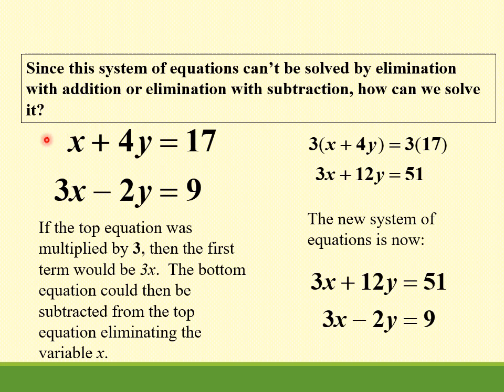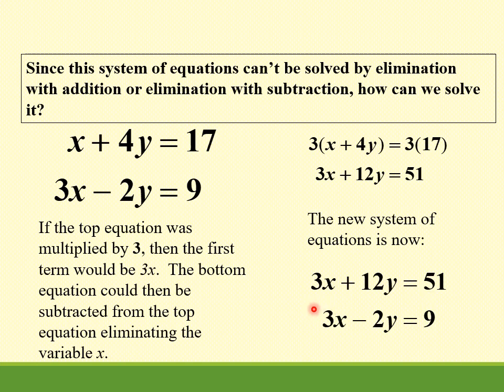What do we do for this equation? For these equations, we do nothing. Why? Because the coefficient here is 1. So even though we multiply throughout by that 1, you will still have the same equations. So we now have the new system of equations: 3x plus 12y is equal to 51 and 3x minus 2y is equal to 9. So now you can possibly eliminate this x variable because it has the same values.